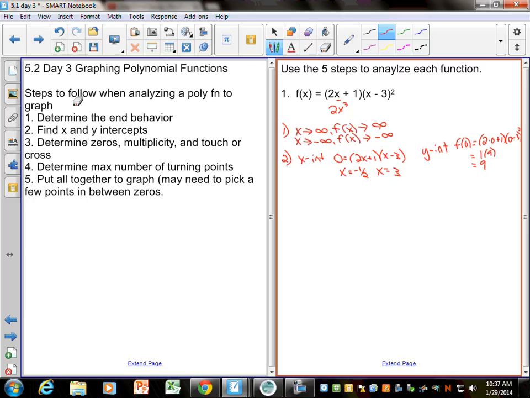Step 3, find what we did yesterday. So step 3, I already know my zeros are x equals negative 1/2 and x equals 3. Multiplicity is the power there. There's only a power 1, so that's a multiplicity of 1 and a multiplicity of 2. Odd multiplicity crosses. Even multiplicity touches. If you did your homework yesterday, that's exactly what we did on our homework yesterday.